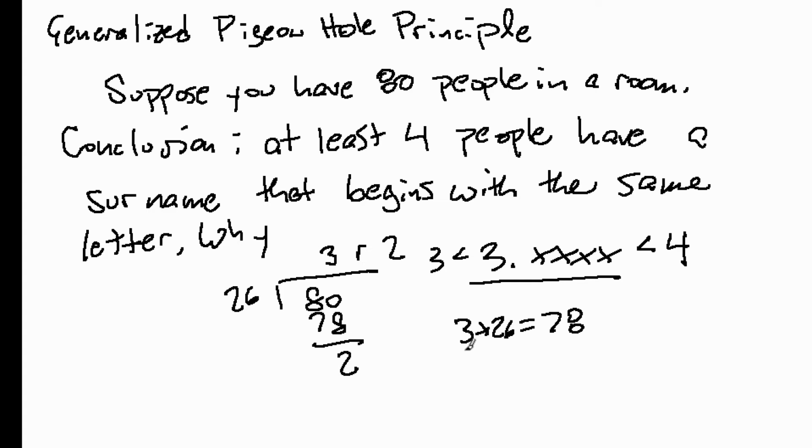So in other words, it is possible that we could evenly split the 26. We could split 78 people into 26 groups of 3. But if we have 2 more people, then that's saying that at least one of the groups has at least 4 elements in it, and that's what's called the generalized pigeonhole principle. And that's really all there is to say about this. Pretty simple idea. It's a very powerful idea, and we'll probably encounter it again soon.